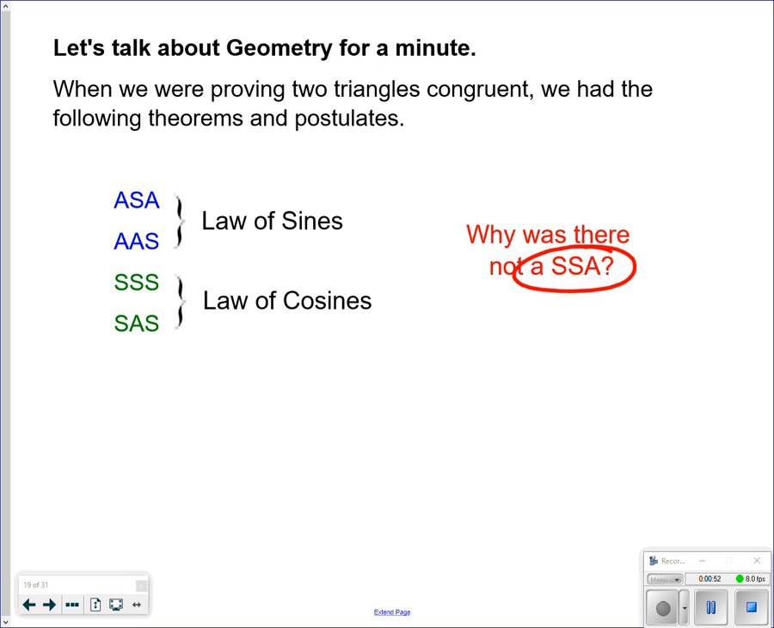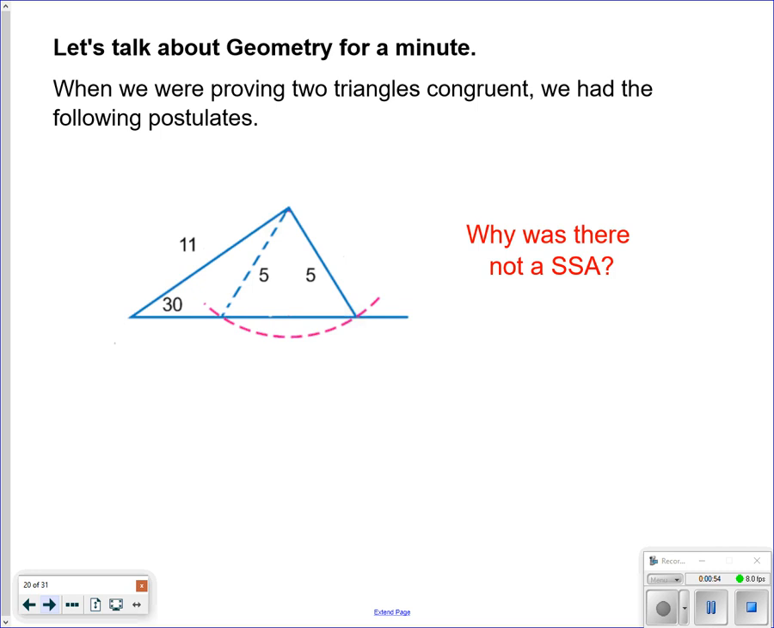And again, this is not on our note sheet. But side-side-angle doesn't work because it actually creates two different triangles. That is why they're not necessarily congruent. And I'm going to draw this picture one at a time. So if I gave you a triangle that has a 30-degree angle, this side's 11, and this side is 5.